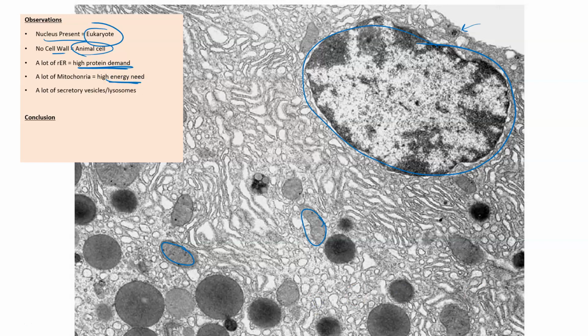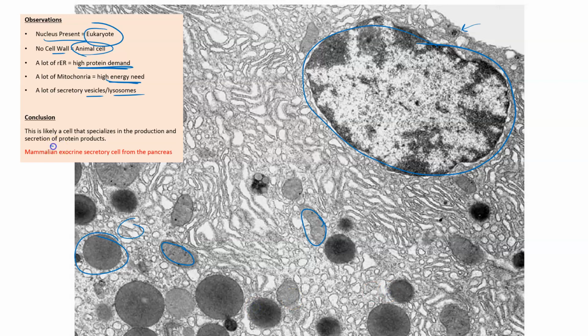A lot of secretory vesicles. Okay, you can not only see a lot of these secretory vesicles, but you can also see a lot of these lysosomes. So we've got a lot of vesicles, a lot of lysosomes, and so when you put all of these observations together, it tells you that this is likely a cell that specializes in the production and secretion of protein products, right? If you have a nucleus, you have no cell wall, you have a lot of ER, so a lot of protein production and a lot of protein modification, you have a lot of vesicles and a lot of mitochondria, then you can legitimately draw a conclusion that this cell must specialize in the production and secretion of protein products.